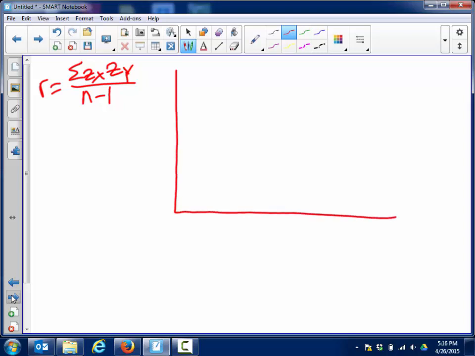Okay. All right. So with another scatter plot here, we'll draw a little bigger. We've got x and y variables again. Let's set up some sample data.